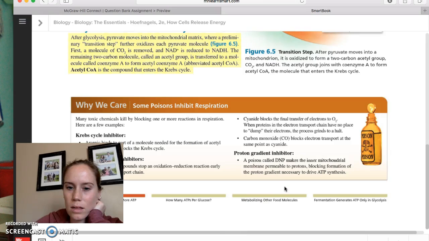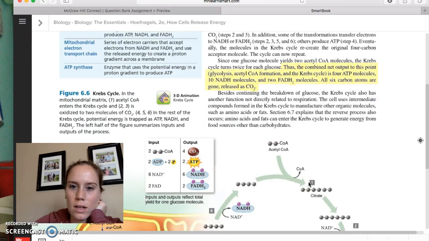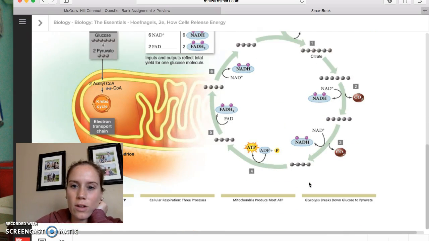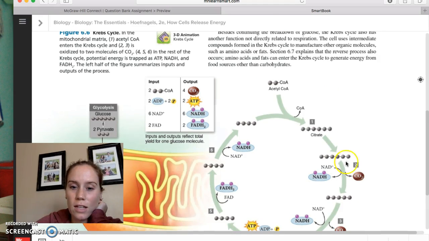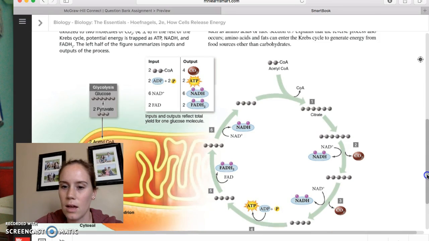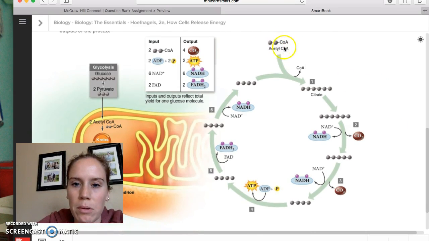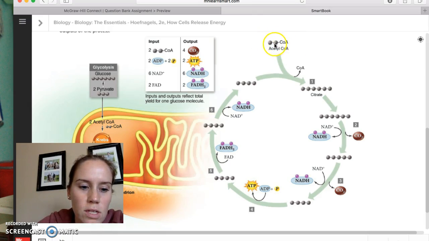Okay. Let's go to the next page. Okay, the Krebs cycle is just that. It's just this little circle, okay? Okay, and you're gonna take this acetyl-CoA or the pyruvate molecule, okay? The pyruvate will get changed to acetyl-CoA in another step, but that's not a big deal.